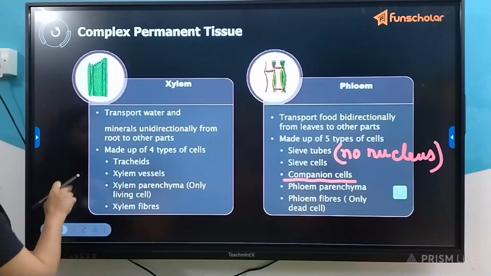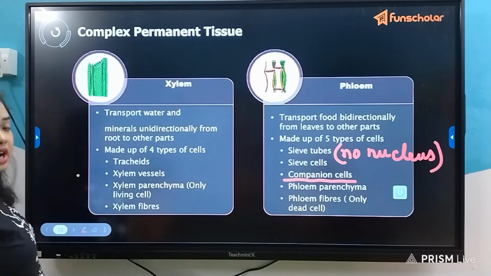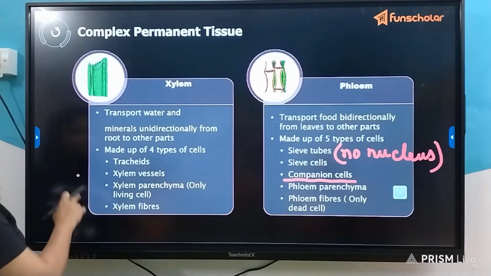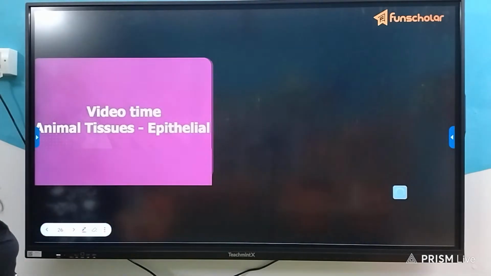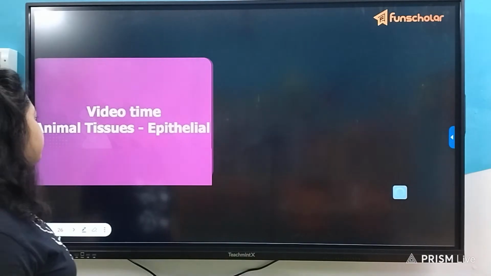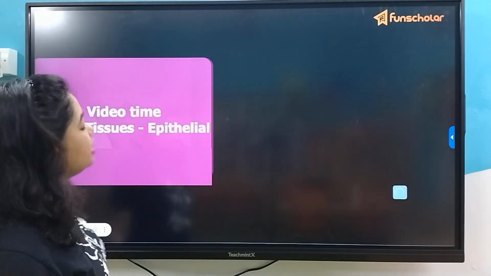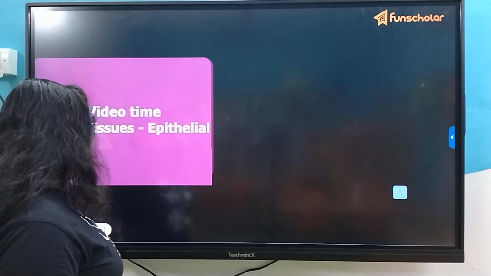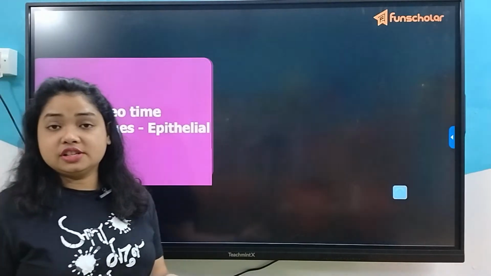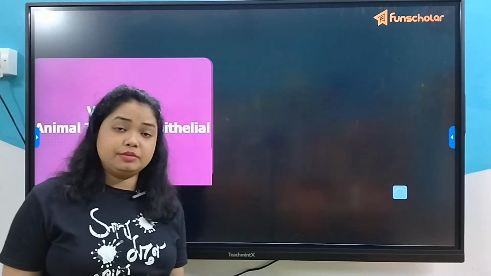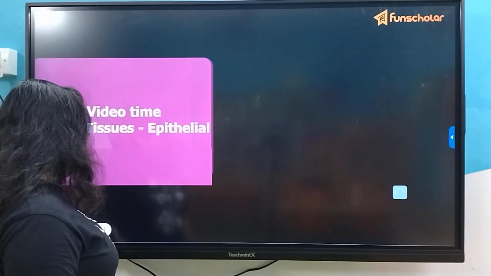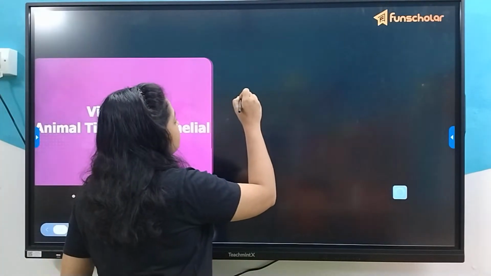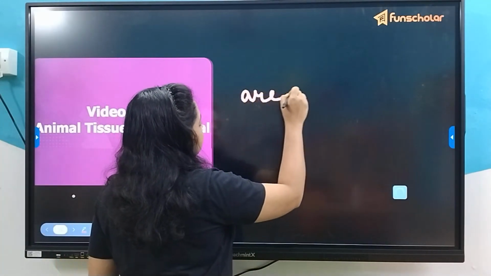So we can now wrap up plant tissue with the information about the complex permanent tissue, and we will now move on to the next type of tissue, that is the animal tissue. So animal tissue, we have already known why we were differentiating between the plant and the animal tissue. From the video we know that animal tissues are alive.